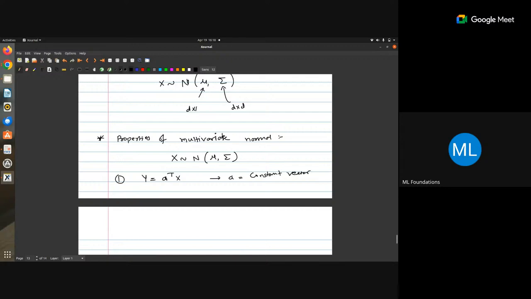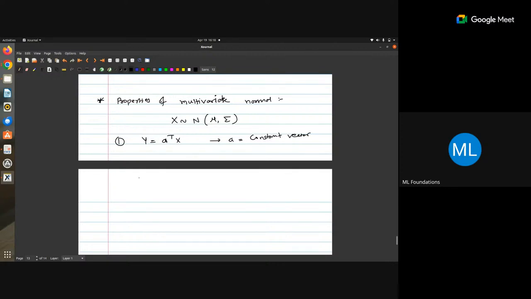If you are asked to find the distribution of y, what will it be? It's also a normal distribution. And by looking at this, what should be its mean? Does it get multiplied by a transpose? Yes, correct, because it's a constant vector. So it's simple: expectation of y is equal to expectation of a transpose x, which is nothing but a transpose expectation of x. That is the basic property. What about the variance now? Variance is a little bit tricky, but try to find it out.